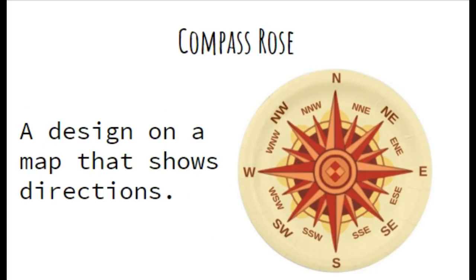Compass rose, a design on a map that shows directions. Obviously, it's going to be north, west, south, or east, with even the details of northwest or northeast.